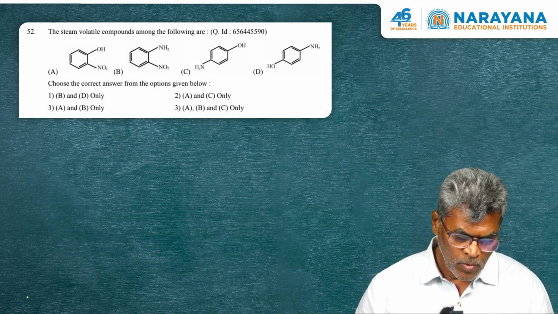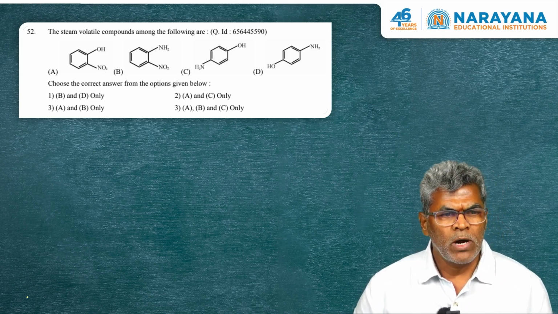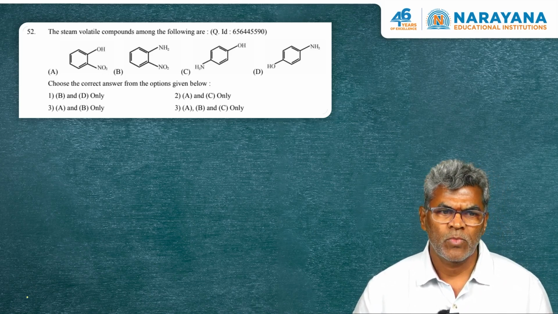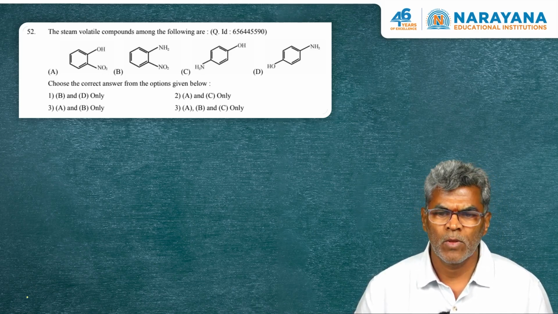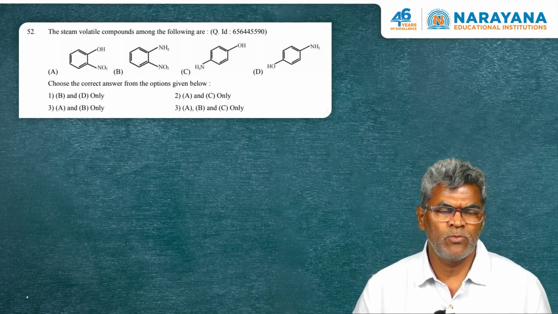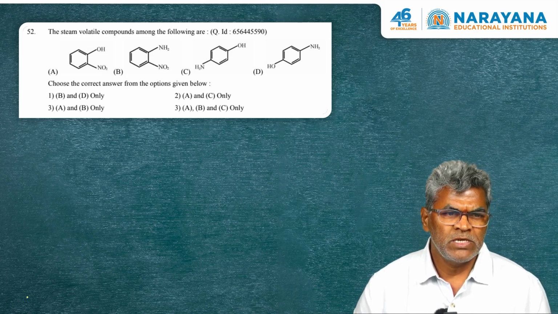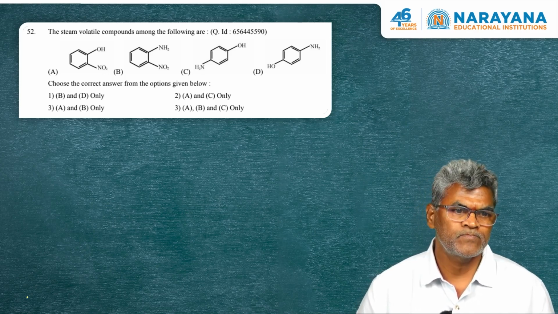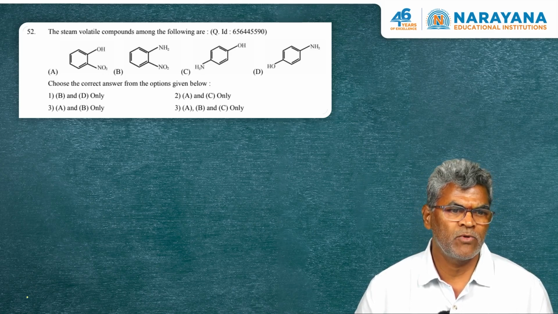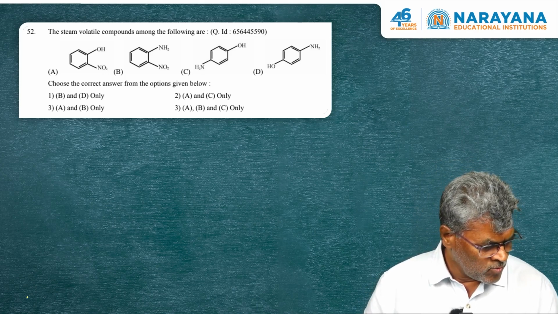52. See the 52 question. 1,2 disubstituted benzenes which are able to form intramolecular hydrogen bonding can be steam volatile substances. That is why the options will be A and B. A and B means the third is the answer. Key is the third one, right.